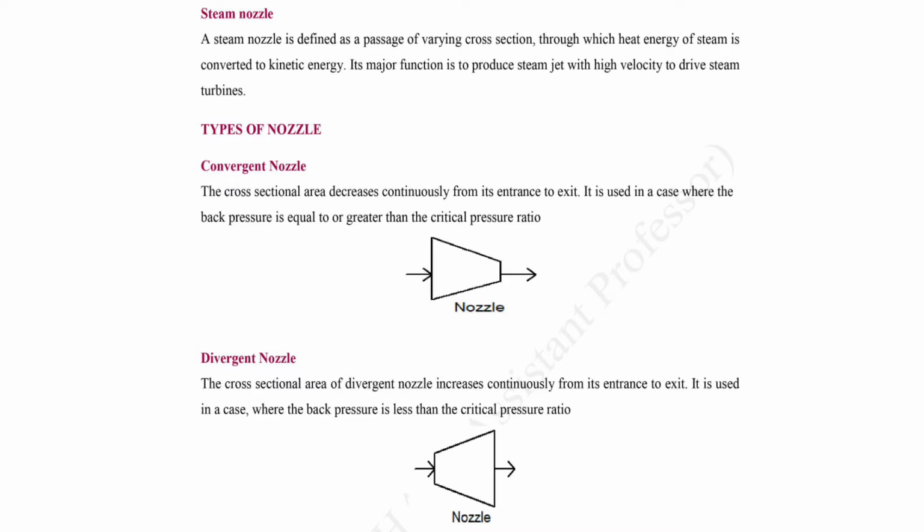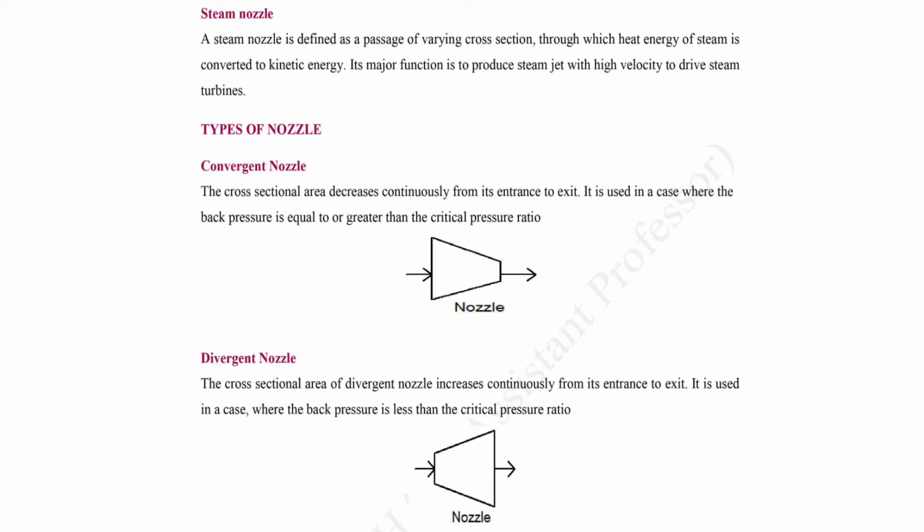First of all, we need to know the meaning of steam nozzle. A steam nozzle is defined as a passage of varying cross section through which heat energy of steam is converted to kinetic energy. Its major function is to produce a steam jet with high velocity to drive steam turbines. There are different types of nozzle. According to our availability and requirement, we can use those nozzles.